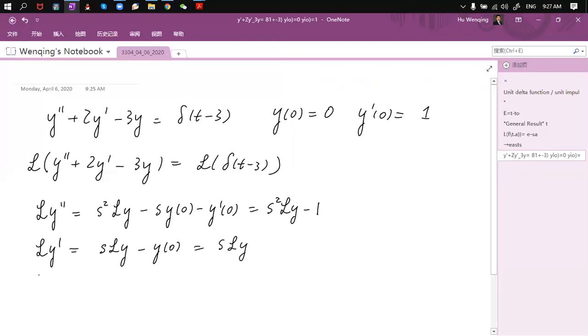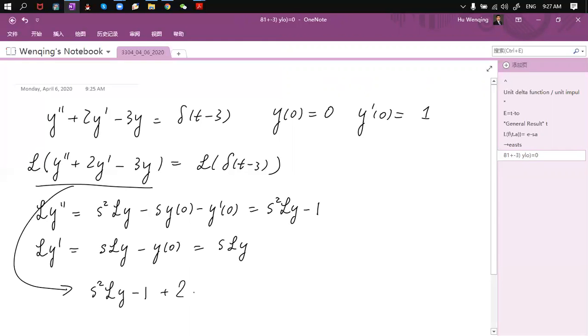Therefore, the left-hand side now becomes s squared times the Laplace transform of y minus 1, and the linearity tells you that plus 2 times the Laplace transform of y prime, which is s times the Laplace transform of y, minus 3 times the Laplace transform of y. If you calculate, it is equal to (s squared plus 2s minus 3) multiplied by the Laplace transform of y, minus 1, which is equal to the Laplace transform of delta (t minus 3).